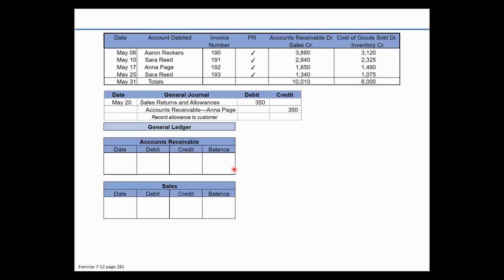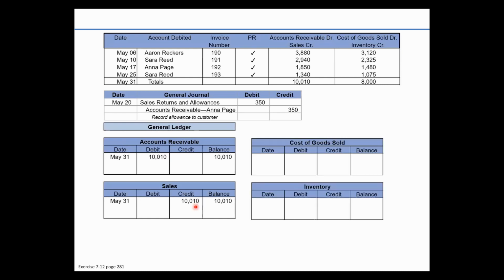And then in the general ledger, on May the 31st, we would have a debit in the amount of $10,010 because that's the amount that we're owed. And then we would record sales credit in the amount of $10,010 because that's the amount of sales that we had during the month of May.